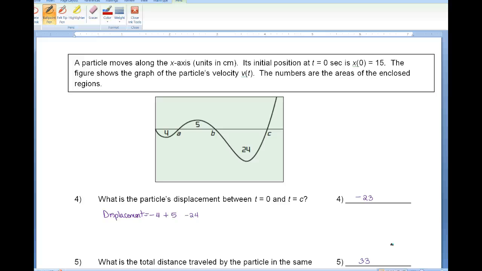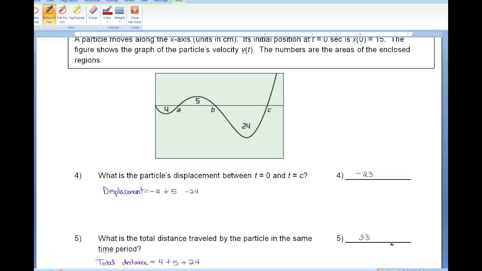Wait, this one's that easy? It's that easy. How about total distance traveled? What do we want to do with all the areas that go below? Make them all positive. And notice for displacement and total distance, we do not use the initial value.